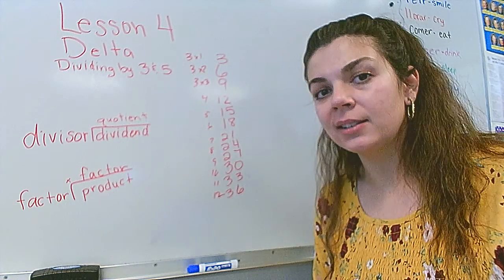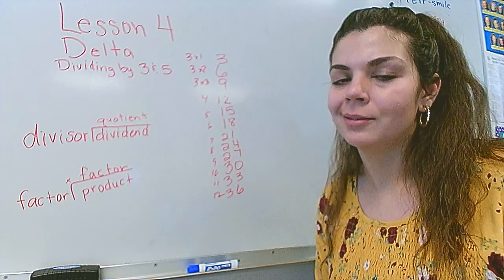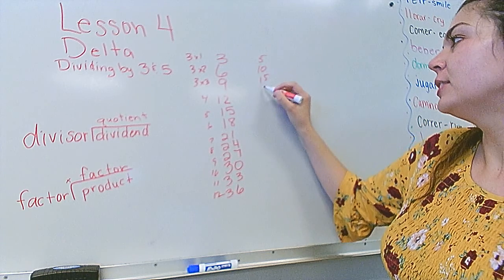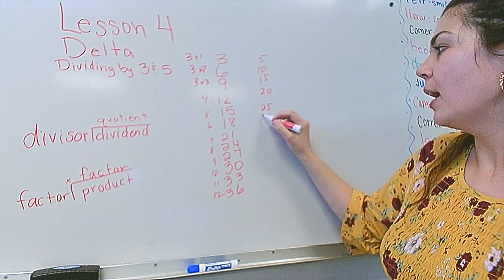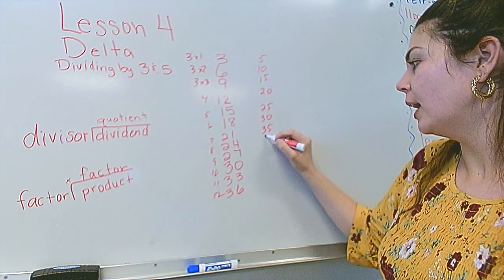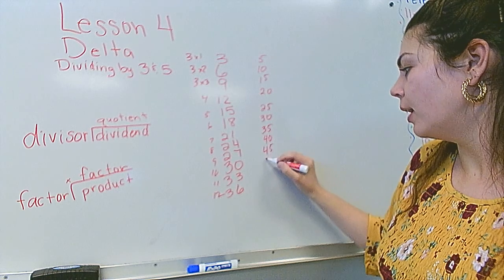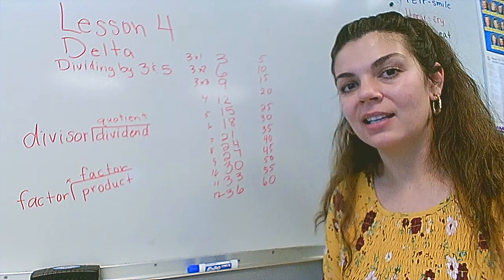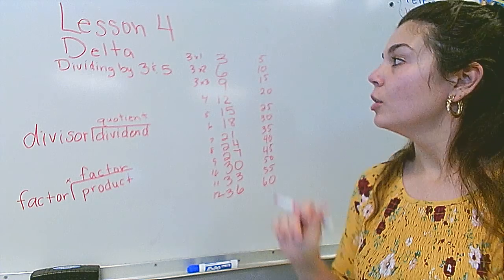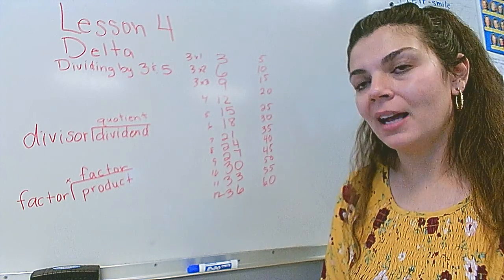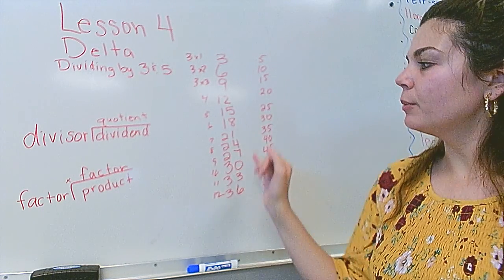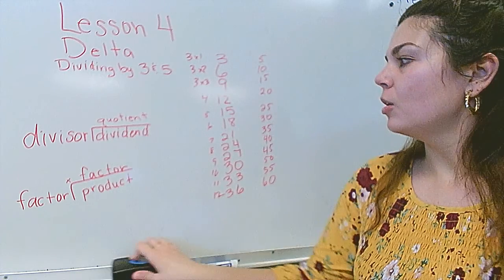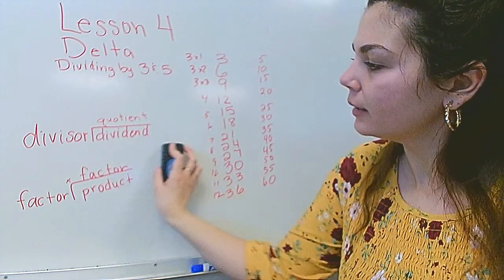Now let's also do this for 5's. A little bit easier, I think. 5, 10, 15, 20, 25, 30, 35, 40, 45, 50, 55, and 60. Those are up to the 12th place in 5's. All right. So this week we're looking at our 3's and our 5's. Let me go ahead and I'll take this off.